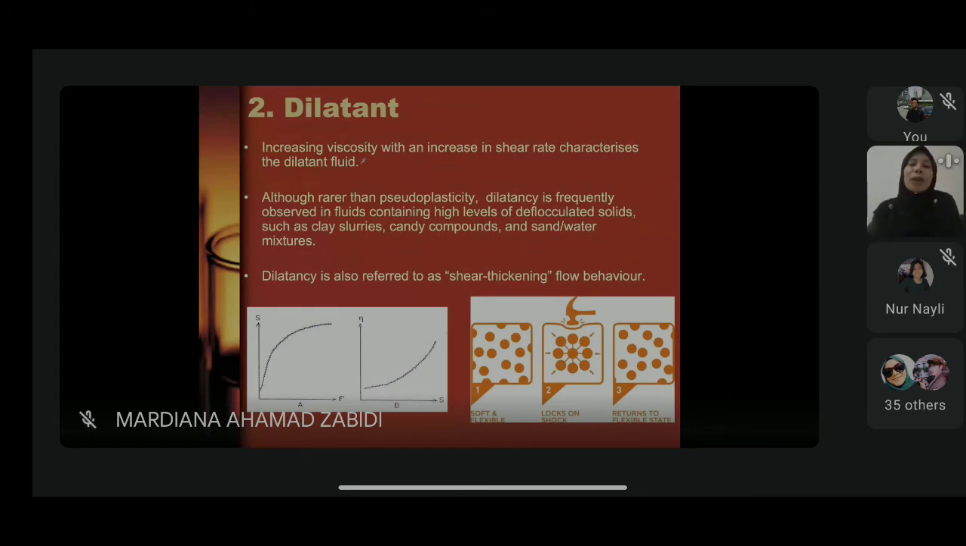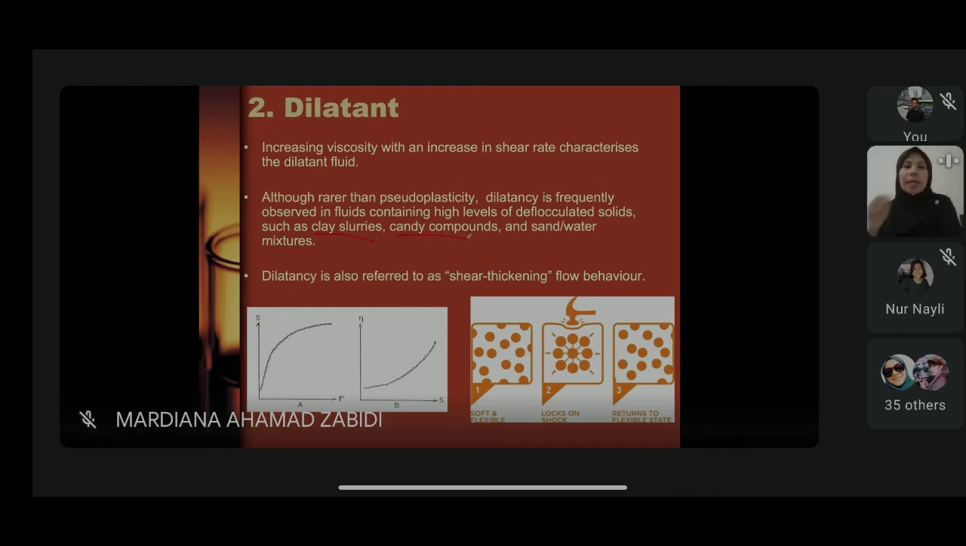Alright, so when we talk about dilatant, it means that the viscosity of the mixture increases, meaning it becomes more viscous when you increase the shear rate of that particular spindle. Okay, so this dilatant characteristic is frequently observed in fluids containing a high level of deflocculated solids, for example clay slurries ataupun candy compound.